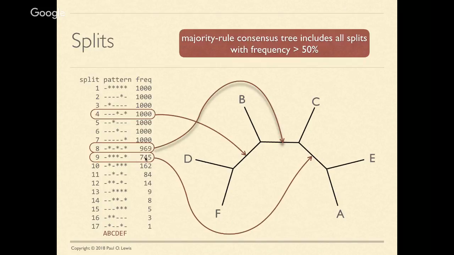74.5%. This means that in some of the sampled trees, taxon A or E actually group with some other taxon. Note that in split 10, which doesn't have a high enough frequency to make it into the consensus tree, A is placed with C. So this explains some of the remaining 25.5%.